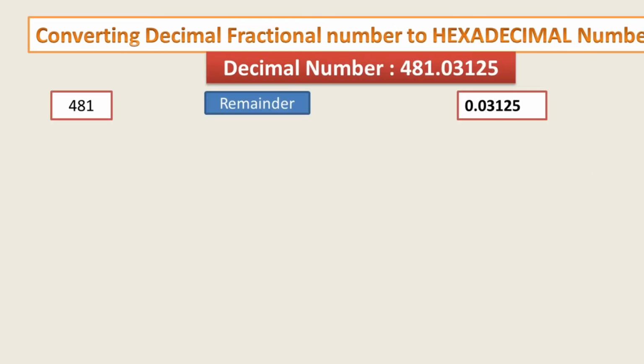Now converting a decimal fractional number to hexadecimal number. Let us consider the number 481.03125. So let us first convert 481.